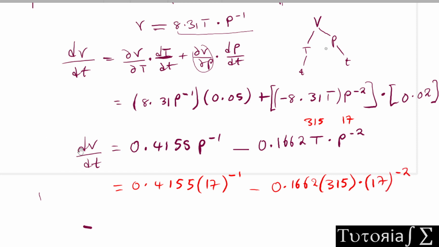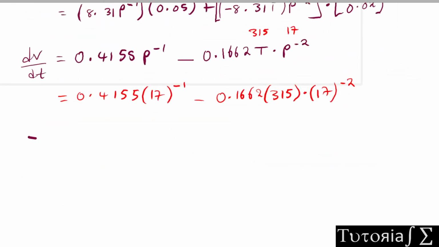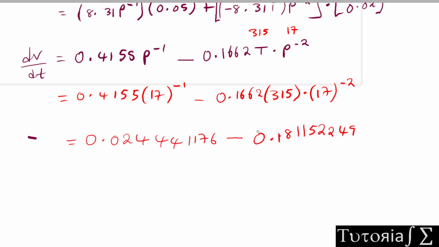Okay, so we simplify everything here. What is 17 to the negative 1? We can just punch that directly on the calculator. So we find 17 to the power negative 1 times that, it will give us that. Then 17 to the power negative 2 times that, it will give us that. Then we simplify everything. Notice that I have not rounded off. Rounding off should be done at the end of the question.